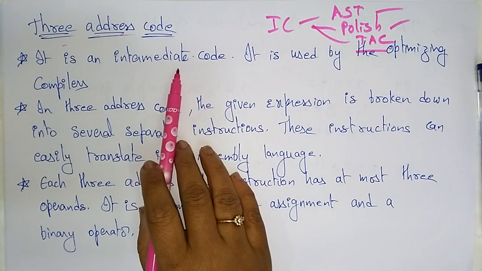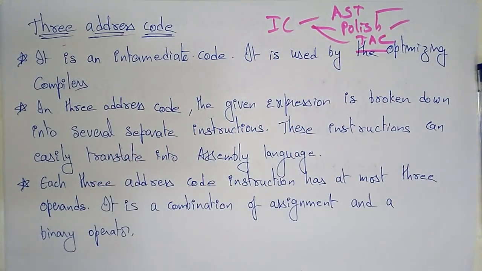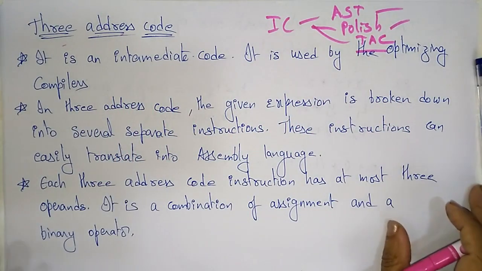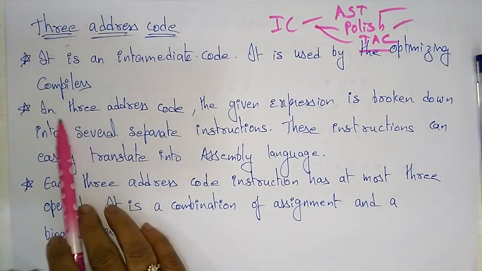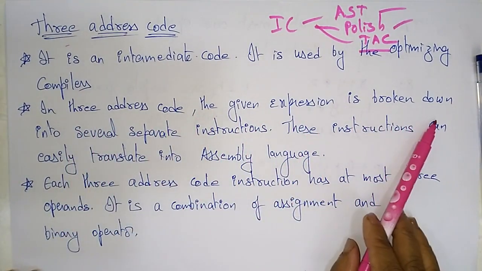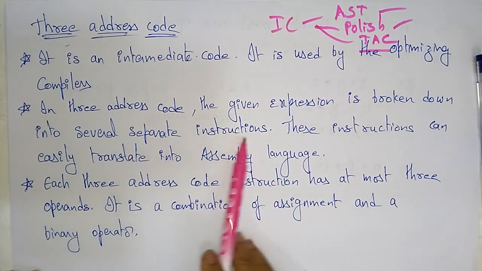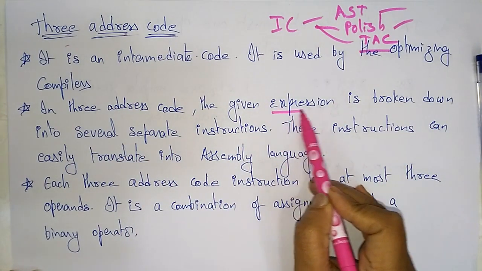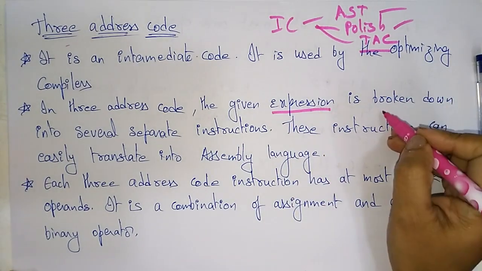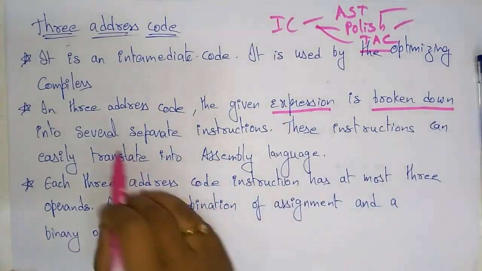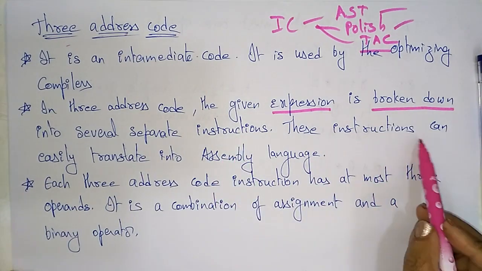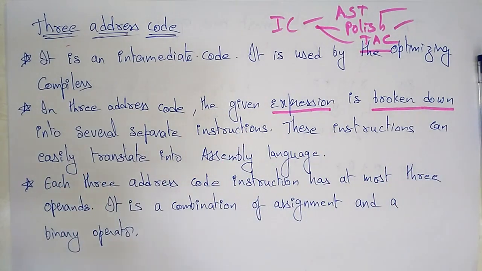It is an intermediate code used by the optimizing compilers. In 3-address code, the given expression is broken down into several separate instructions. Whatever expression is given is divided into several separate instructions. These instructions can easily translate into assembly language. So why are we breaking the expression into several separate instructions? Because once the instructions are broken down, they can easily translate to assembly language.